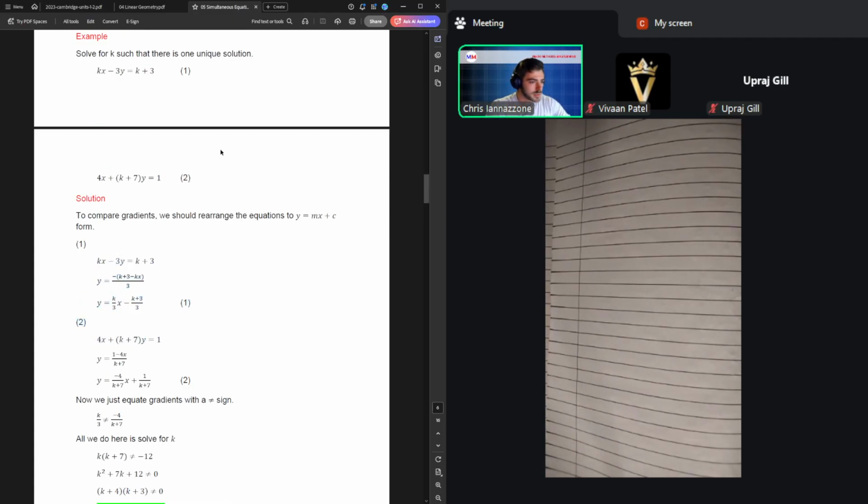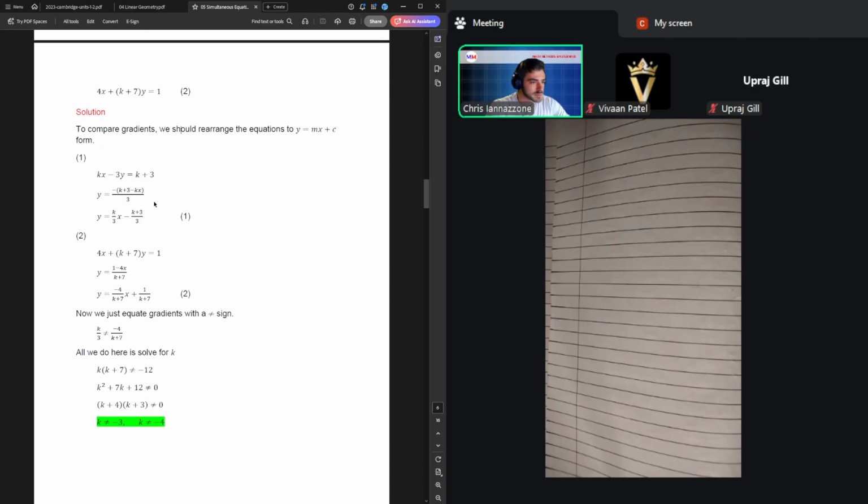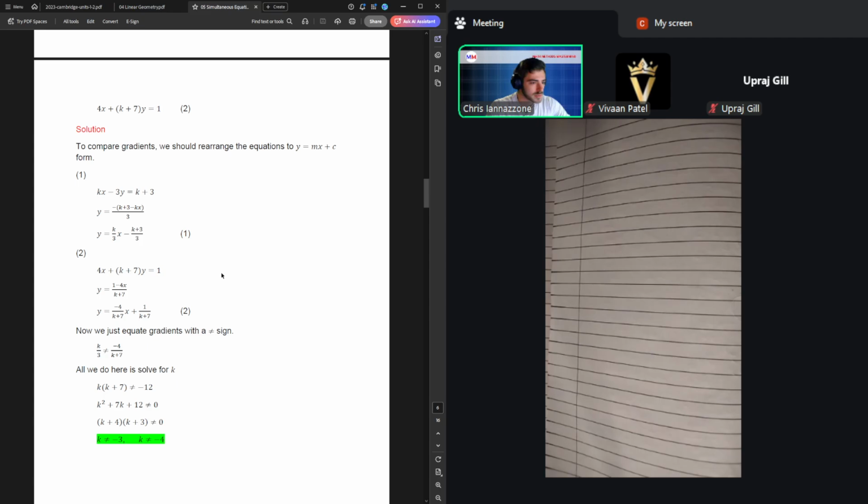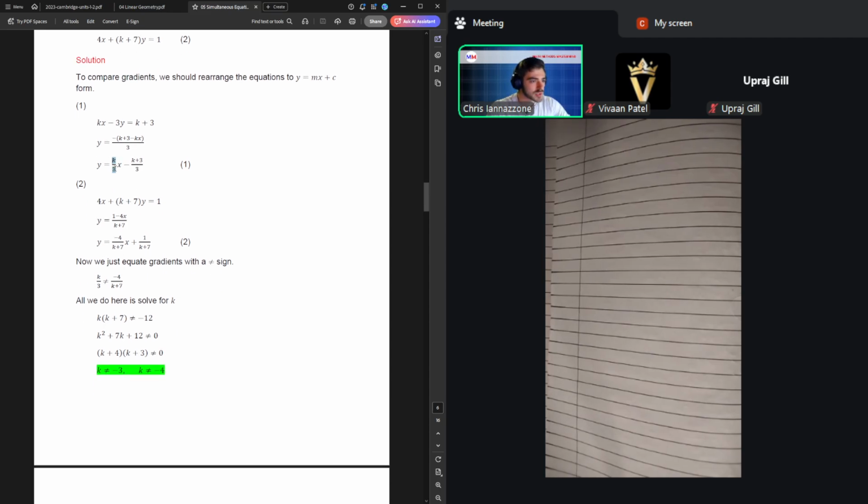So rearrange. There's a bunch of weird letters in there, but this is still fundamentally just algebra, and you'll get something that looks like this. You get equation 1, equation 2. Now, in this case, because we're looking for gradients to be different, I've just said, here's the gradient of the first one, k over 3. Here's the gradient of the second one, negative 4 over k plus 7. And I'll put a do not equal sign there.